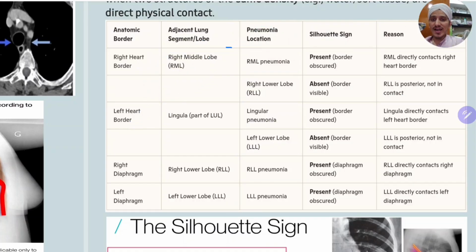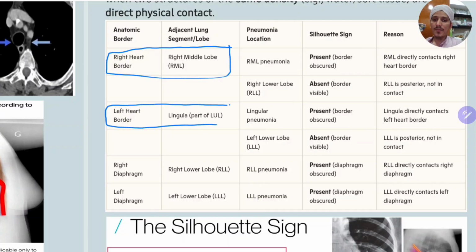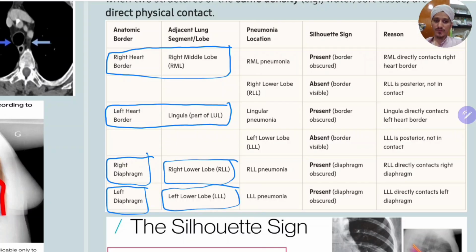Then remember this point. The right heart border is in direct contact with the right middle lobe. The left heart border is in direct contact with the lingula part of the left upper lobe. The left upper lobe has a part known as the lingula. When you see the anatomy of the lung, you will know what the lingular part of the upper lobe of the left lung is. The right diaphragm is in direct contact with the right lower lobe, and the left diaphragm is in direct contact with the left lower lobe. This is important.